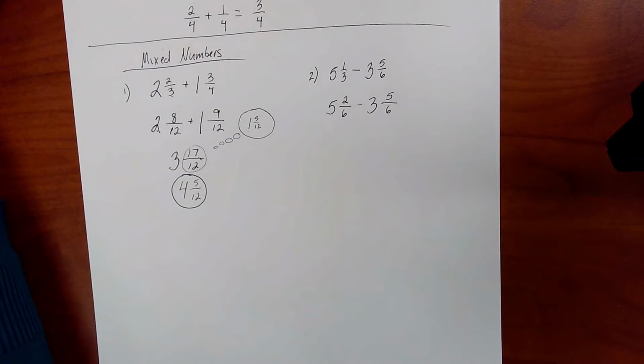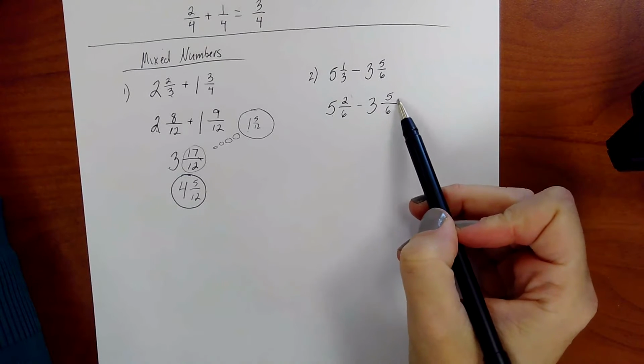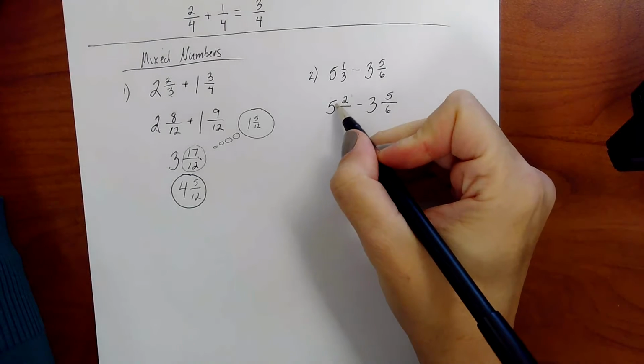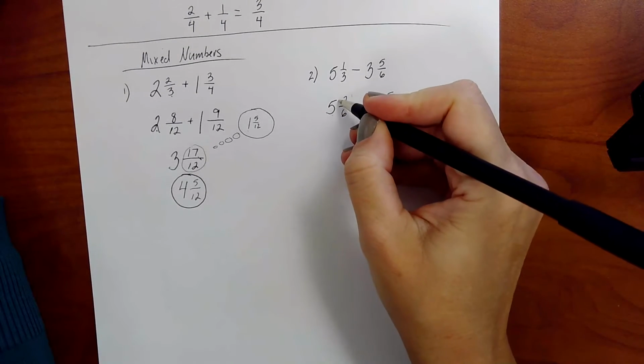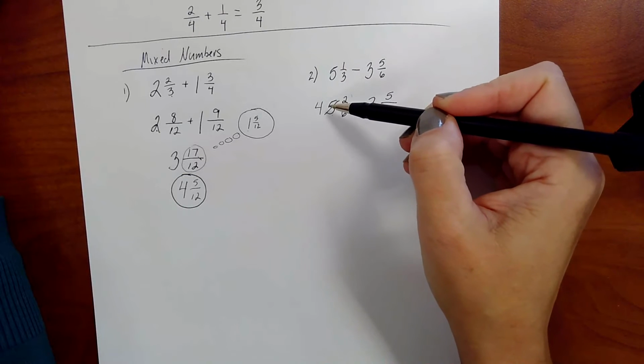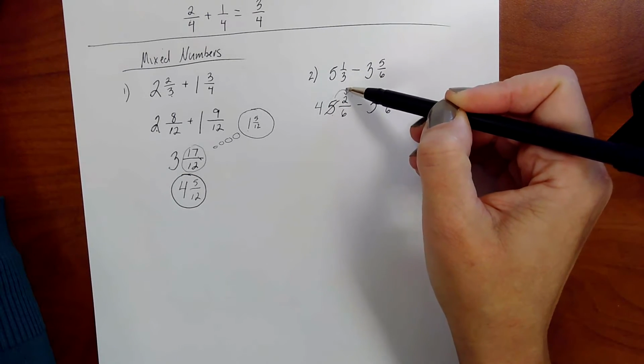That's going to start to give you a negative, and in this case, it's not going to work out, because look, you've got 5 in some stuff, minus 3 in some stuff. That should give you a positive amount. So what you're going to have to do is, I call it borrowing. You're going to have to borrow from this whole number. So you're going to knock it down to a 4. Now you're borrowing one whole from here, and you're going to add it on to the fraction part.